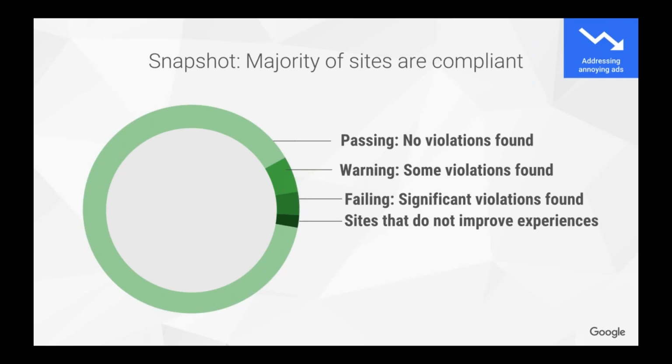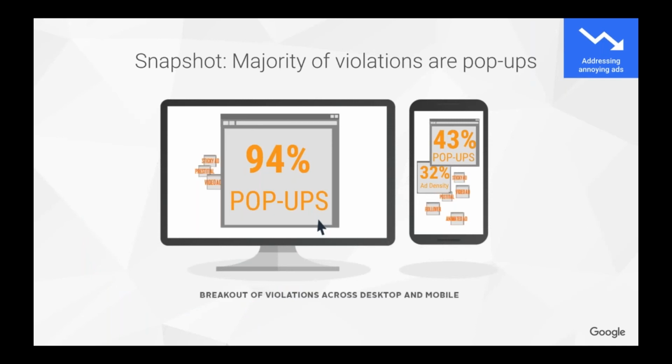And if you're curious about what we find the most, here is the latest snapshot we have of the ad experience report at a high level. On desktop, it's mainly pop-up windows or pop-up ads that are causing the failing statuses. On mobile, it's a bit different. It's mainly pop-ups, and also ad density is the main driver of user annoyance.